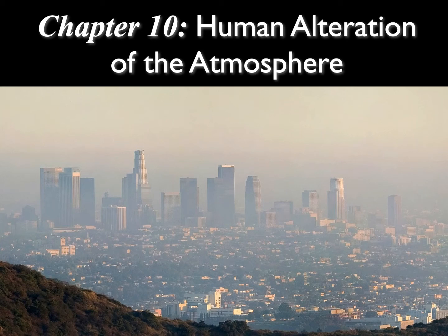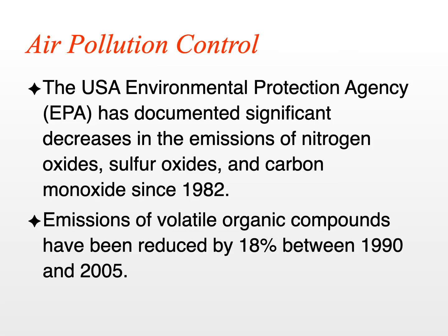Chapter 10, Human Alteration of the Atmosphere, Section 10.5, Air Pollution Control. So most developed nations have some sort of a system in place to control air pollution. Air pollution is quite a serious problem. In the United States, the Environmental Protection Agency is in charge. In Canada, it's Environment Canada.